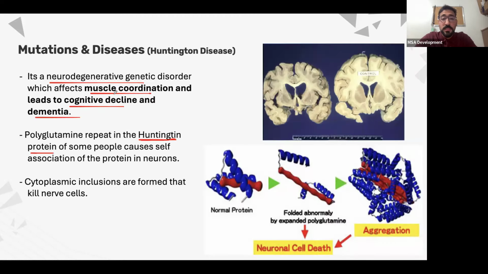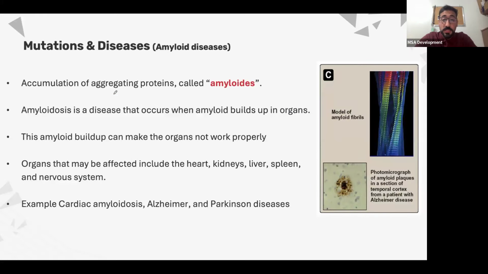Okay. Now, the next disease after Huntington is amyloid diseases. Amyloid is a denatured protein that is produced by the clumping or aggregation of a lot of proteins. And this amyloid can be deposited in different organs in our body, such as the heart and the neurons as well. So it is the accumulation of aggregating proteins, which are called amyloids, in different parts of our body, such as organs like the heart, kidneys, liver, spleen, and nervous system, and this will lead to a disease, depending on where the amyloid is being deposited. If it's in the heart, it will lead to cardiac amyloidosis. If it's in the brain, it will lead to Alzheimer's and Parkinson's disease, etc. We'll be talking about amyloid in Alzheimer's disease, inshallah.